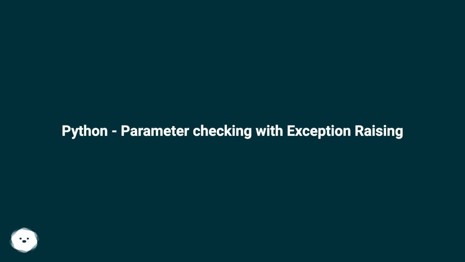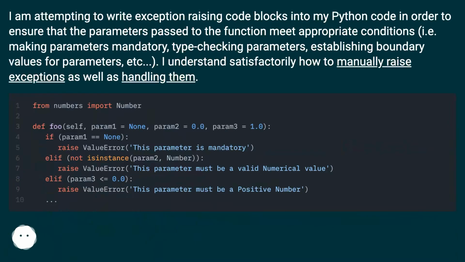Python, parameter checking with exception raising. I am attempting to write exception raising code blocks into my Python code in order to ensure that the parameters passed to the function meet appropriate conditions, i.e. making parameters mandatory, type checking parameters, establishing boundary values for parameters, etc. I understand satisfactorily how to manually raise exceptions as well as handling them.